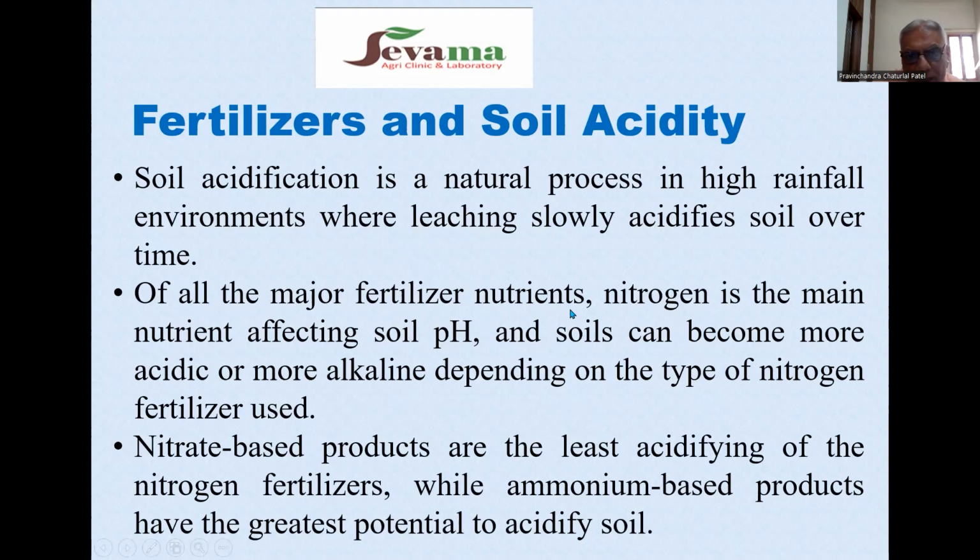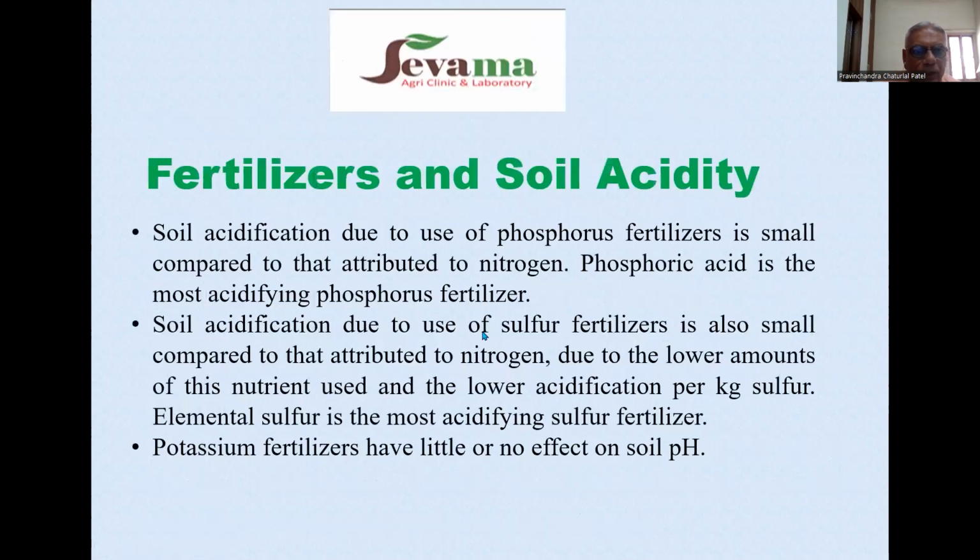Of all the major fertilizer nutrients, nitrogen is the main nutrient affecting soil pH, and soil can become more acidic or more alkaline depending on the type of nitrogen fertilizer used. I told you that when we use urea or ammonium sulfate, the soil pH declines. Nitrate-based products are the least acidifying of the nitrogen fertilizers, while ammonium-based products have the greatest potential to acidify soil. So I have discussed this.